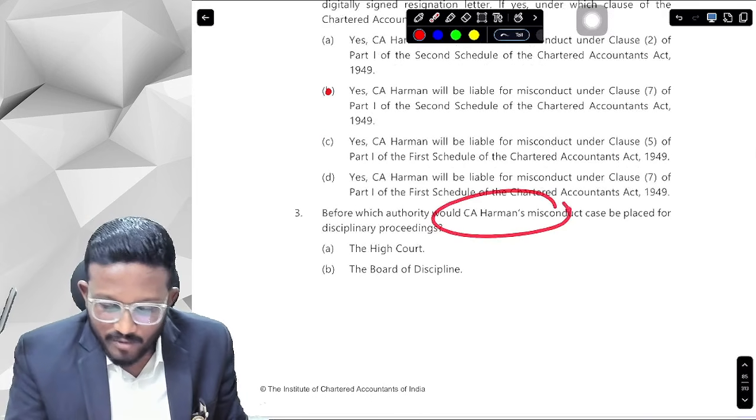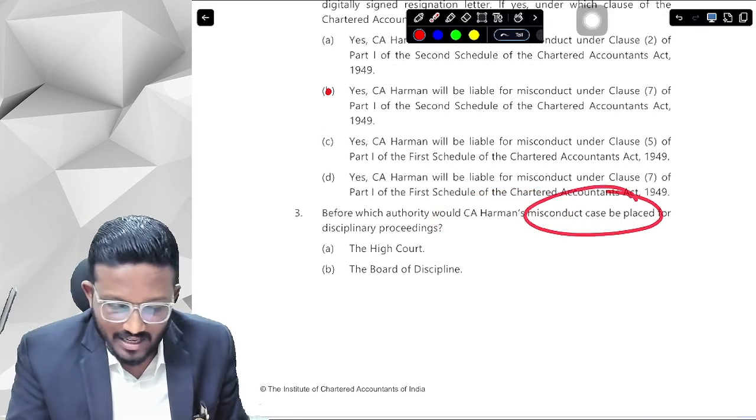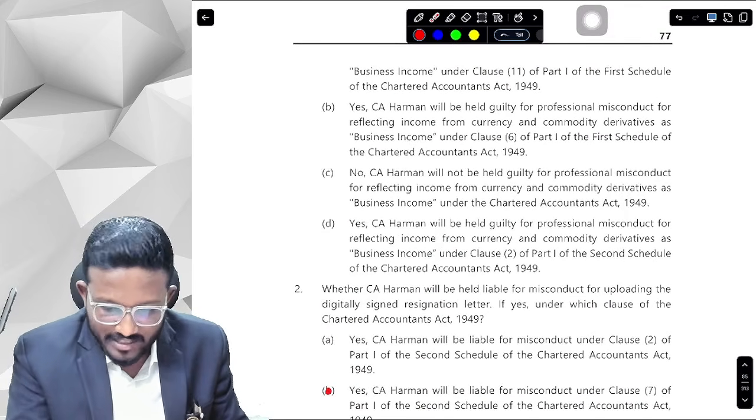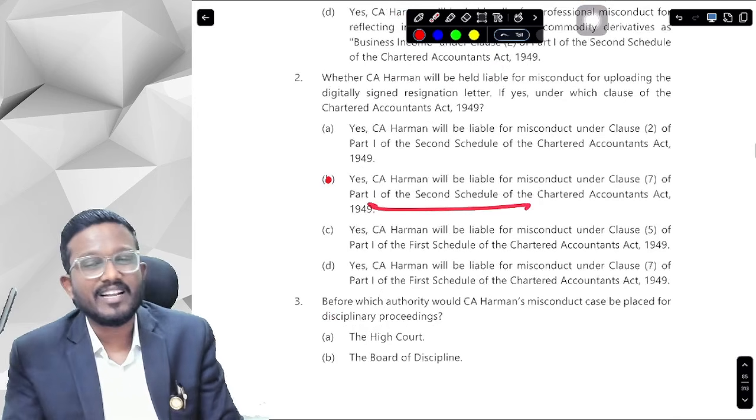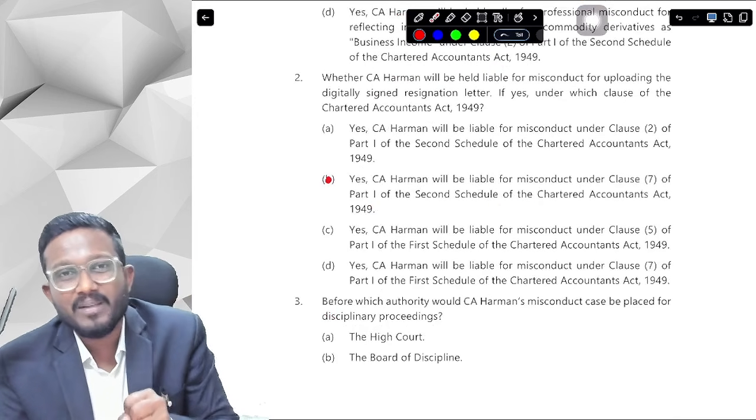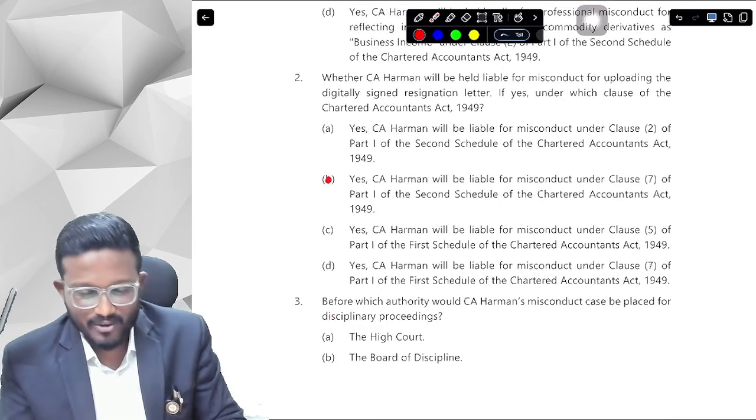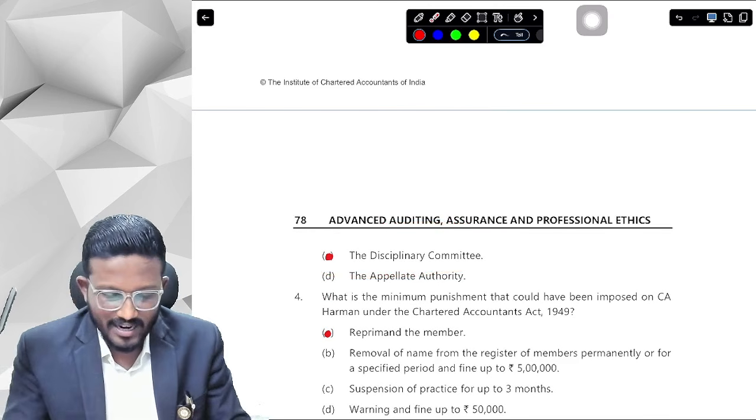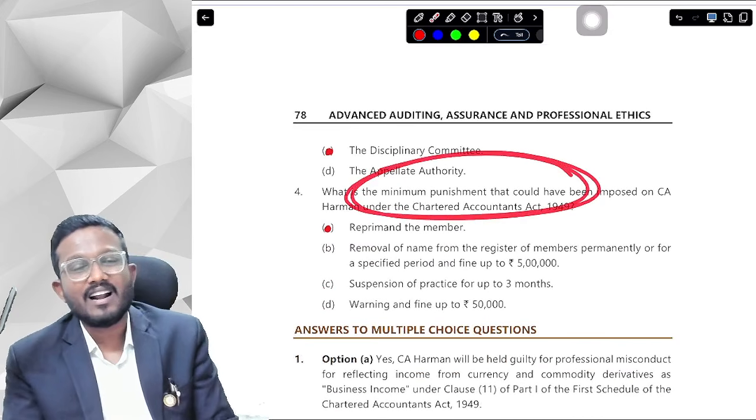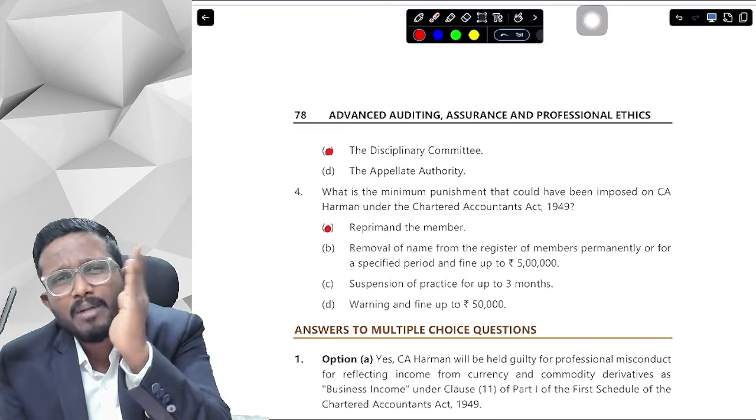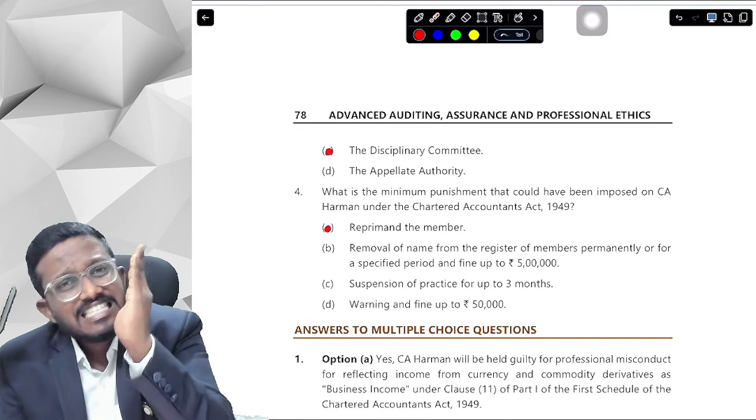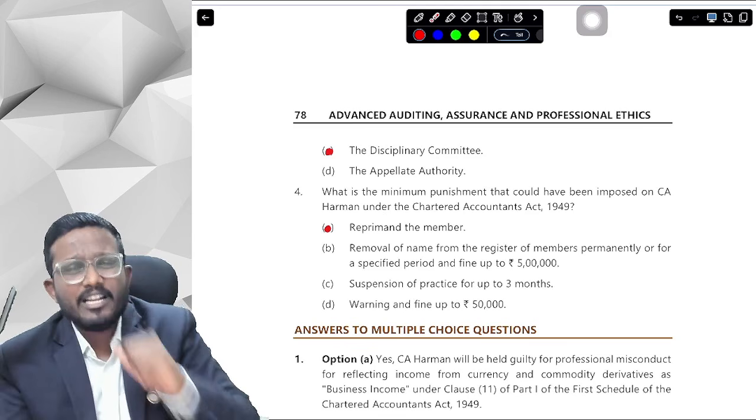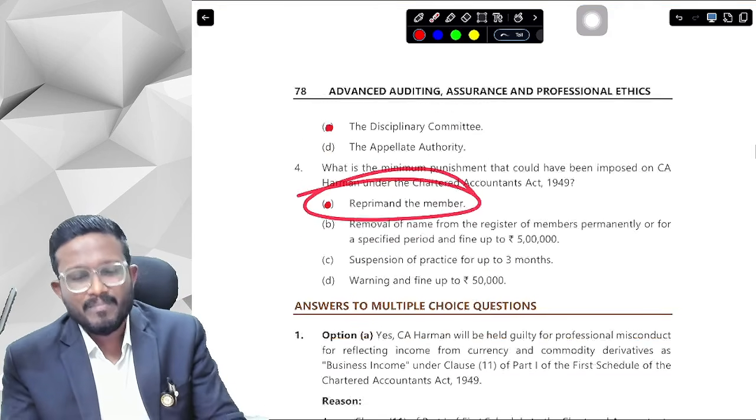Next, before which authority can CA Herman's misconduct be placed for disciplinary proceedings? Here you are guilty under Schedule 1 as well as under Schedule 2. So which authority will be covered here? You will be sent to the Disciplinary Committee because it is covered under both schedules. What is the minimum punishment that could be granted? The minimum punishment is basically reprimanding the member, just scolding the member for doing this particular thing. So reprimanding the member is the minimum punishment.